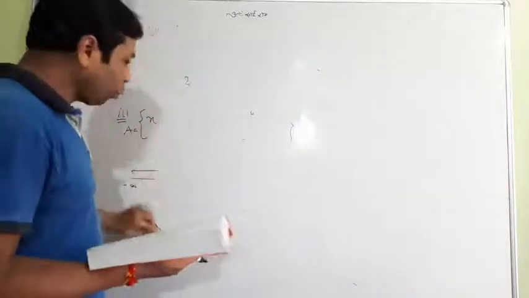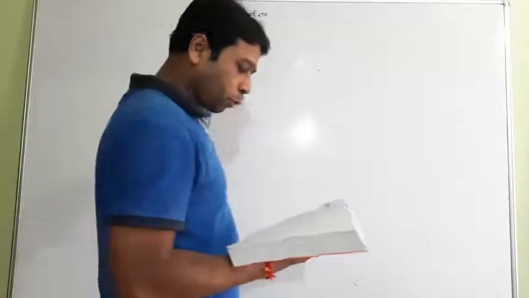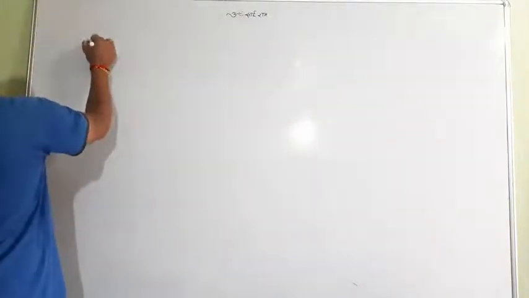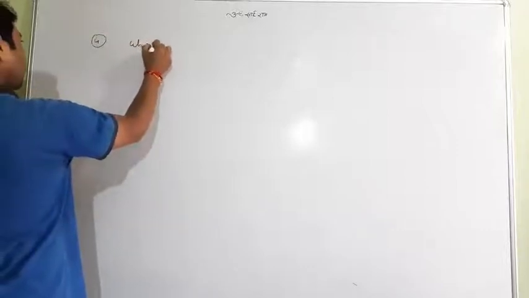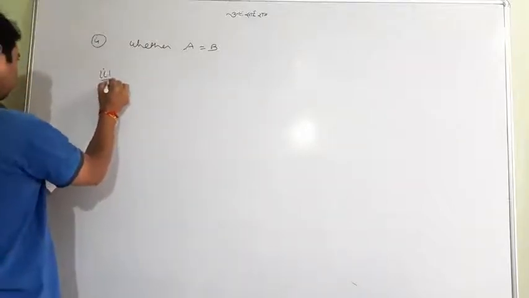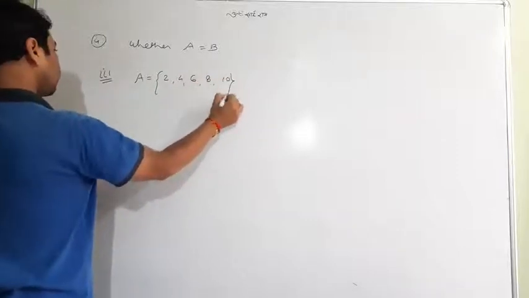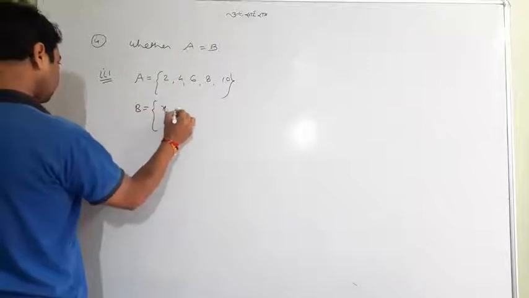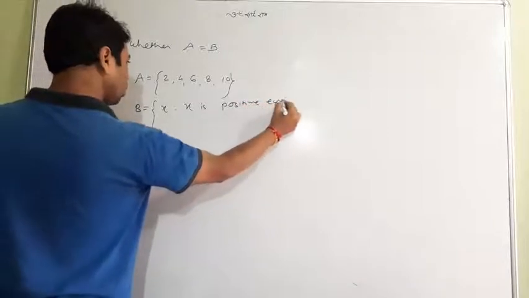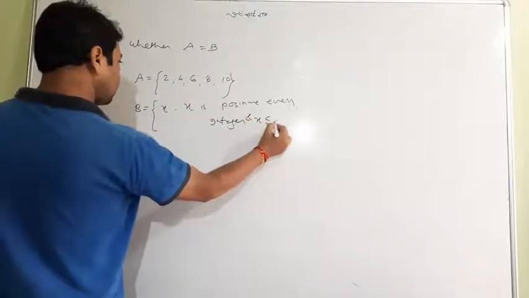Now I have some more questions. Question number 4 asks whether A equals B. A equals {2, 4, 6, 8, 10}, and B equals {X such that X is a positive even integer and X is less than or equal to 10}.